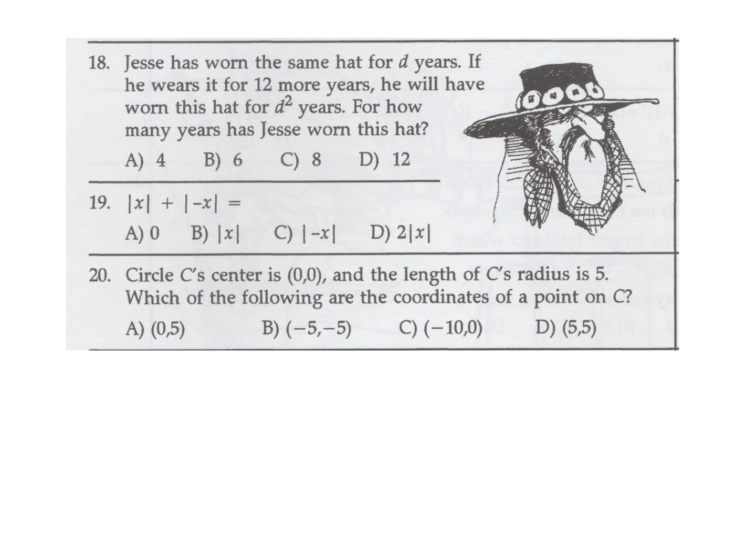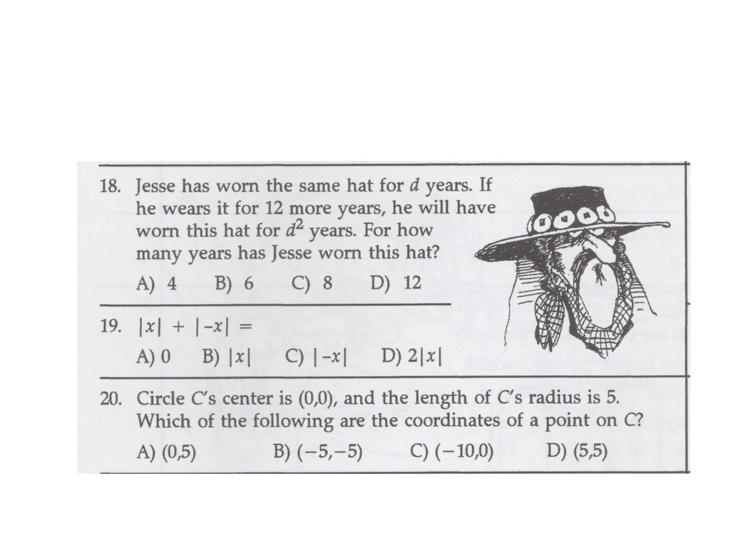Jesse has worn the same hat for d years. If he wears it for 12 more years, he will have worn this hat for d squared years. For how many years has Jesse worn this hat? So the mathematical interpretation of that is that d plus 12 is equal to d squared. So we have to solve that.